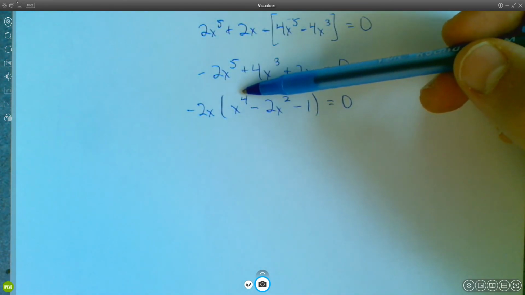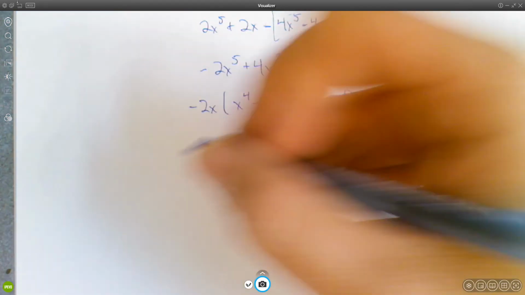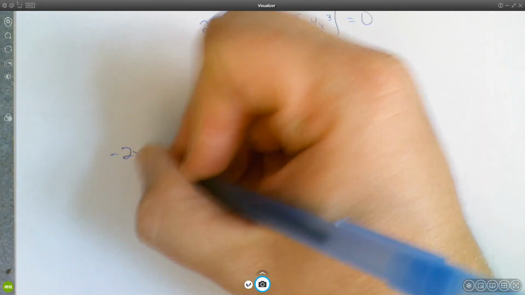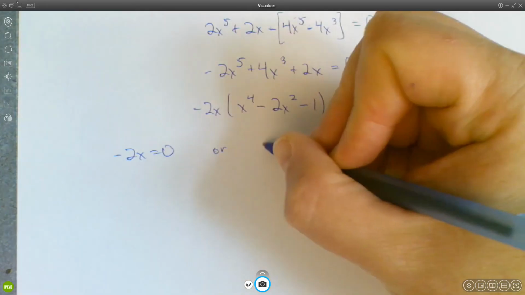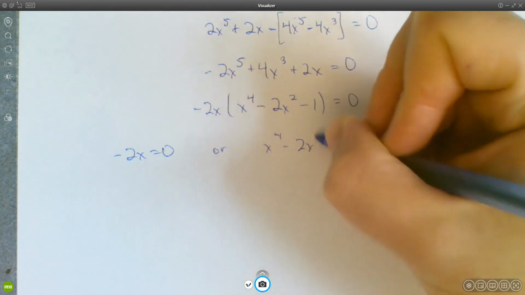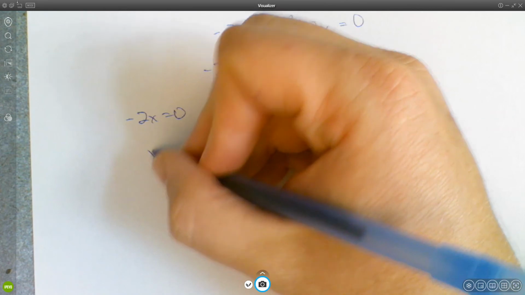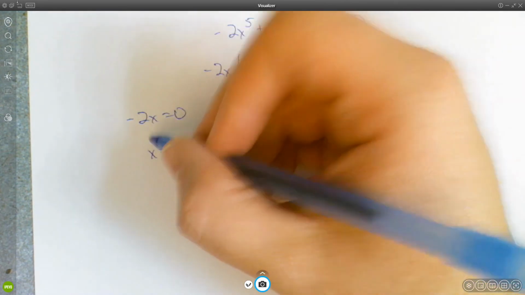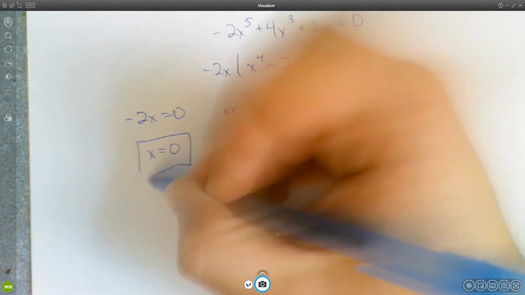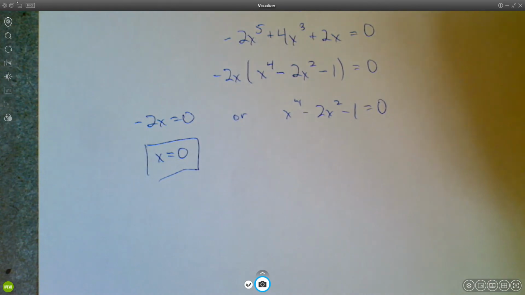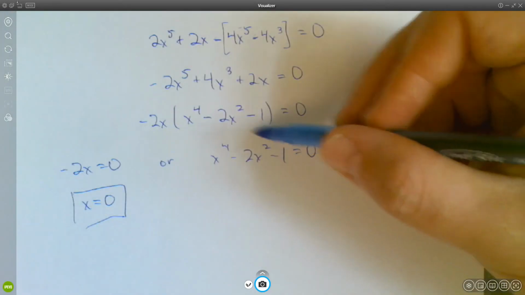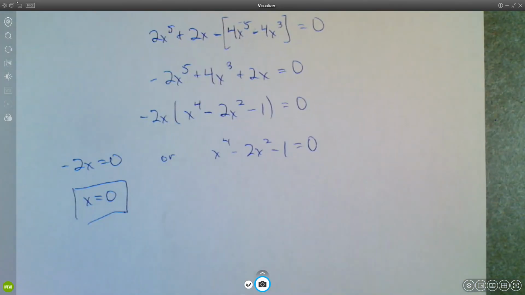I know that one solution is negative 2x equals 0, or x to the 4th minus 2x squared minus 1 equals 0. If negative 2x equals 0, then that just means x equals 0. So there's one of the exact locations where you have a horizontal tangent line. But the others are going to come from here.